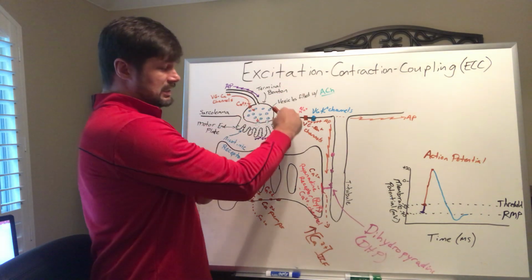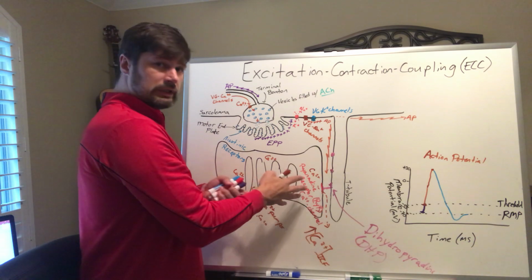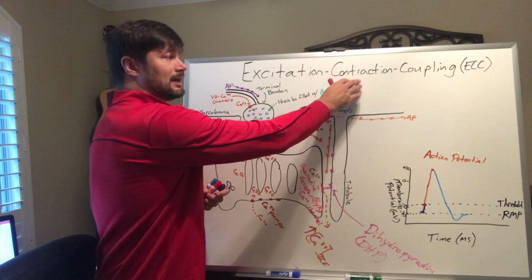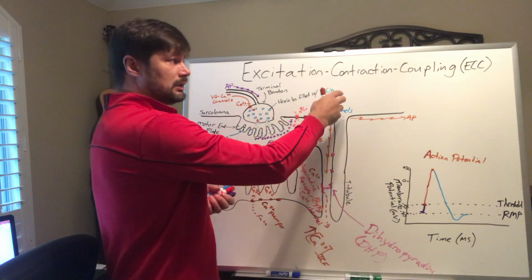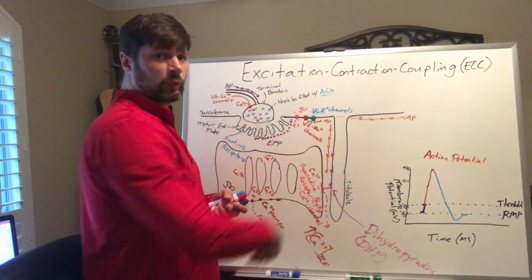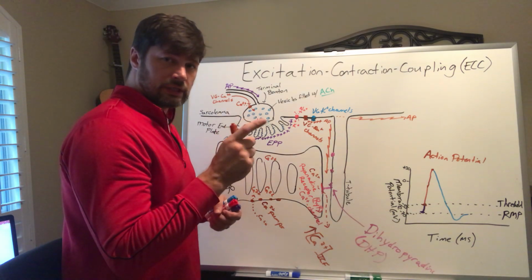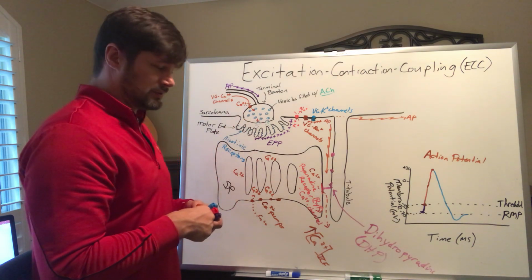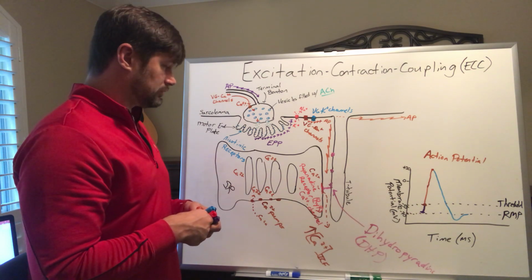So excitation, making new electricity, releasing calcium, calcium binds to troponin, and it's going to result in contraction once the myosin and the actin couple with one another. Again, that will be in the next video related to cross-bridge cycling. Hopefully that was helpful.